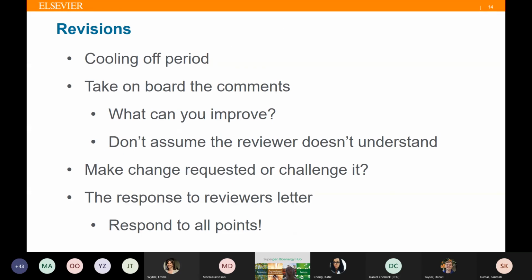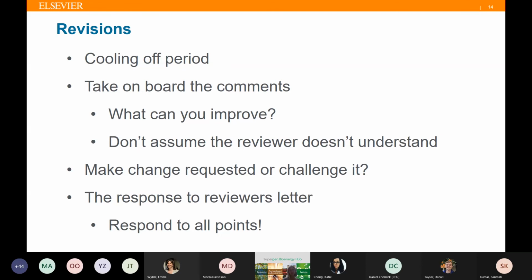Okay, so when you get those sets of revisions back, don't respond straight away. Take time to think about it. Think from the reviewer's perspective, and I can't emphasize enough that you positively take on board the comments. Look at it from their perspective and think about what you can improve. Don't assume the reviewer doesn't understand. If they don't understand, it's because you haven't explained it well enough. Because I would not send something back about not having understood or that is incorrect without first having checked it myself. So it means that I feel it needs clarification as well.